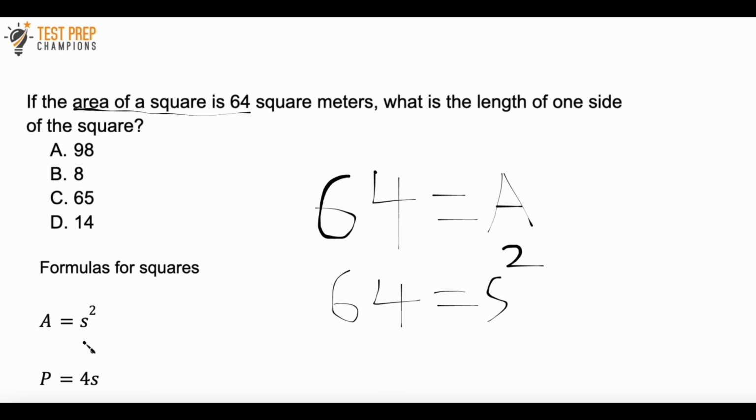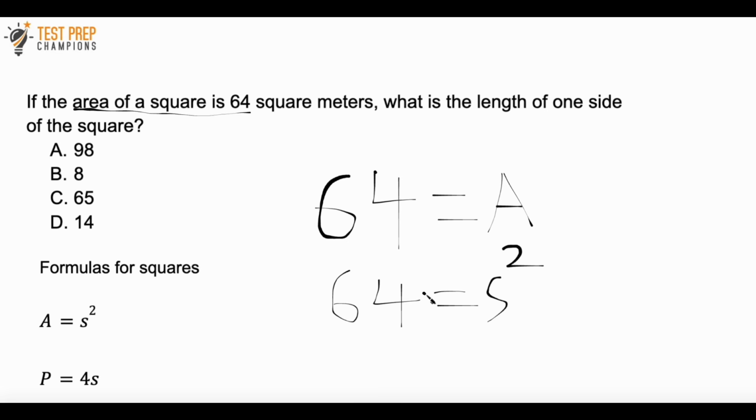So we know that 64 equals S squared. Now, the real question is how do we get S, right? So we want to get the S by itself here. That's going to give us the answer, because right now we have S squared, and we don't want S squared, we just want S, right? Because we're asked what is the length of one side of the square.